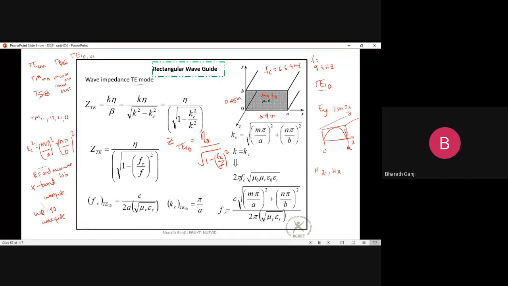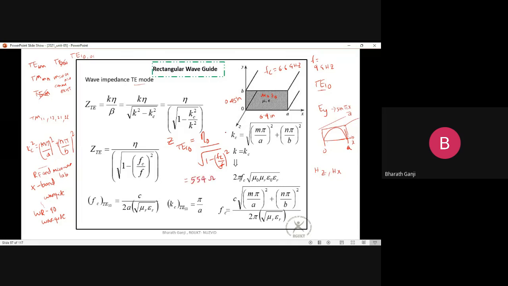So don't be lazy and don't sit idle. At least try to solve them, put it in the calculator and try to get 554. What is coming? 554. Okay, so there is one answer from Gautam, 554 ohms.